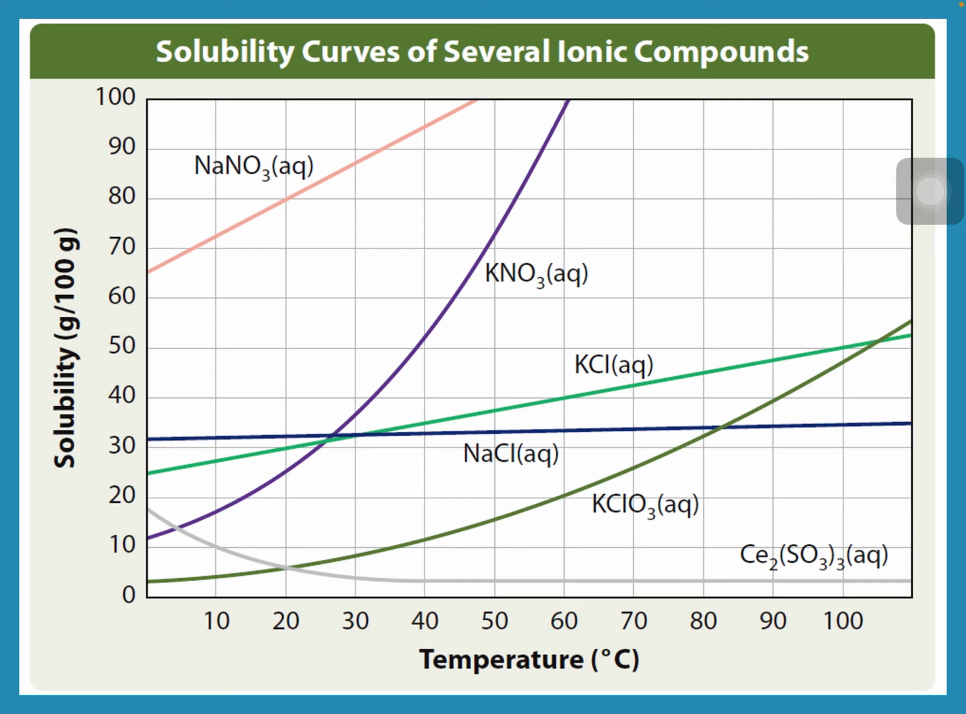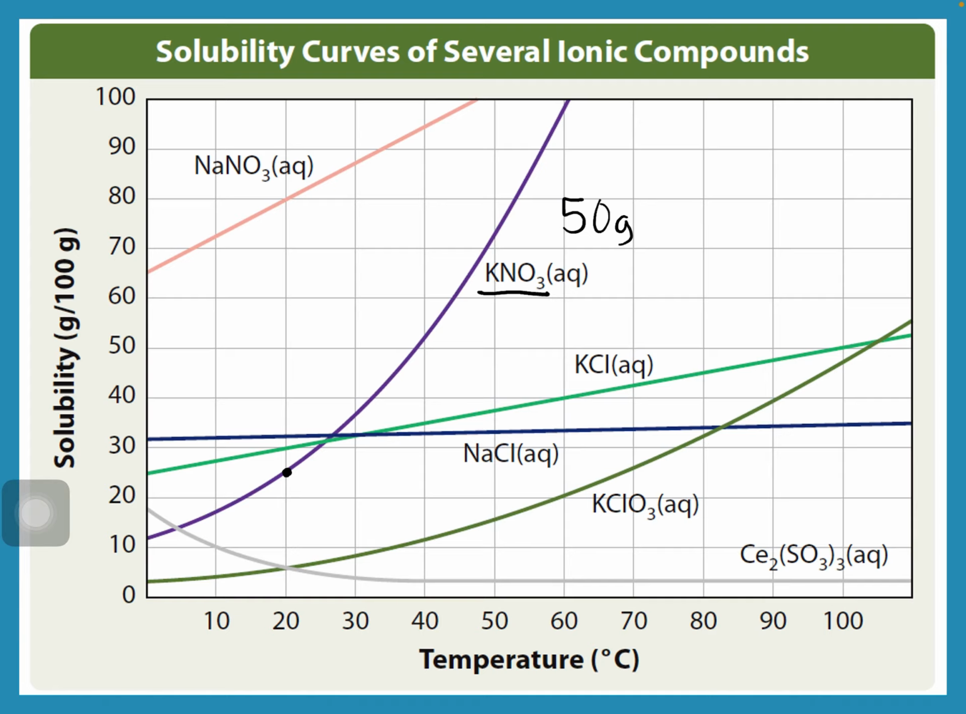So if, for example, for potassium nitrate, I said that I had 50 grams of potassium nitrate. If my temperature is at 20 degrees Celsius, potassium nitrate is over here. So at 20 degrees Celsius, it looks like about 25 grams is the maximum amount that can dissolve. So if I had 50 grams, that would be a supersaturated solution. 25 grams would dissolve, and I would have another 25 grams that would be a precipitate that wouldn't be able to dissolve.